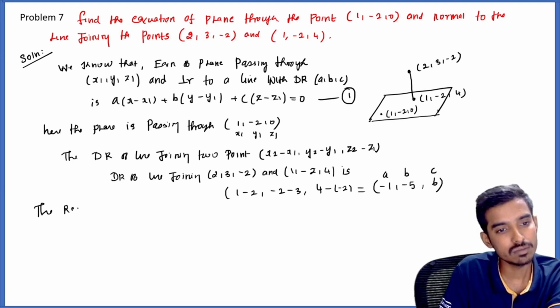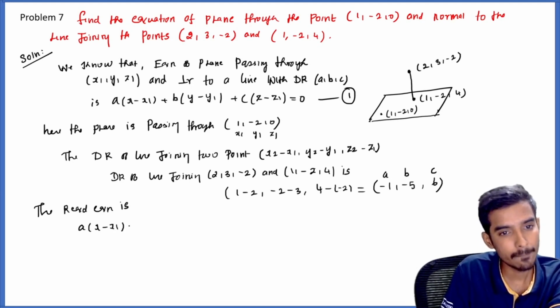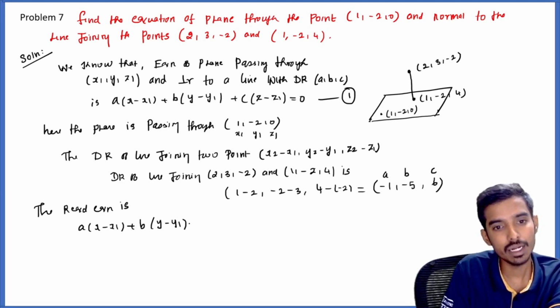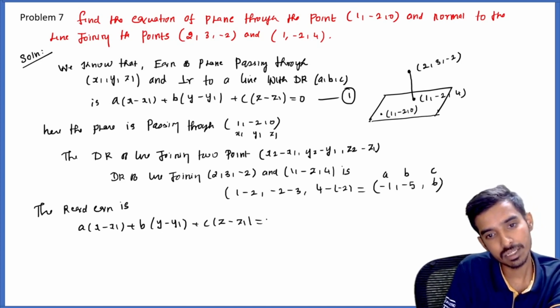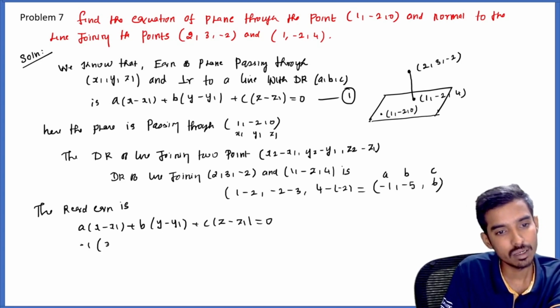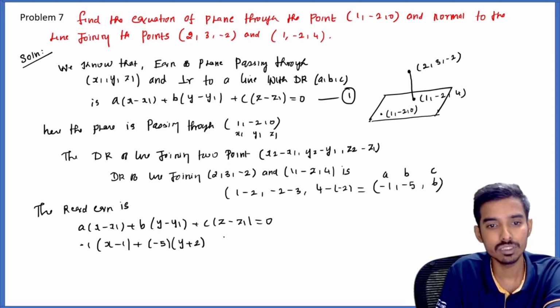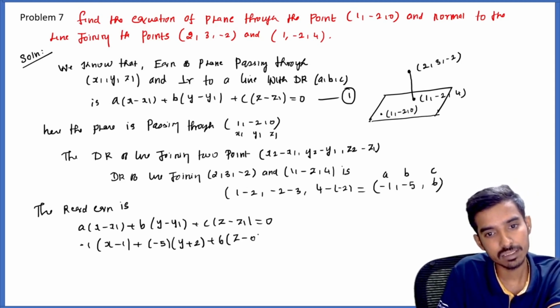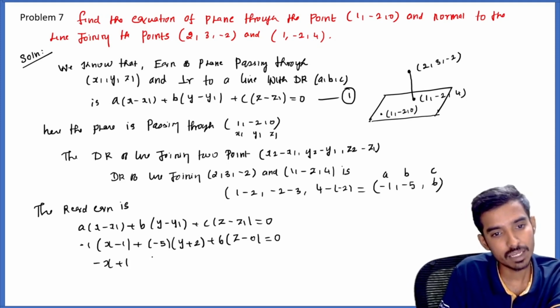The required equation is a into x minus x1 plus b into y minus y1 plus c into z minus z1 is equal to 0. So a is minus 1, x minus x1, plus b is minus 5, y minus y1. So you can see x1, y1, z1 is 1, minus 2, 0, right? c into z minus z1 is 0. So we have minus x plus 1 minus 5y minus 10 plus 6z is equal to 0. So minus x minus 5y plus 6z minus 9 is equal to 0.